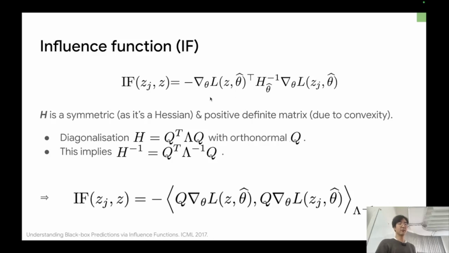And we can actually write down the influence function as an inner product between two vectors. The vectors will be, first of all, the parameter gradient for the loss at z, and another one will be the parameter gradient for the training sample zj. And for both of them, you take the same rotation, Q, and then you do a dot product, but that will be modulated by a weighting factor for each dimension given by the diagonals of this Hessian matrix. Yes? What does that mean, modulating?